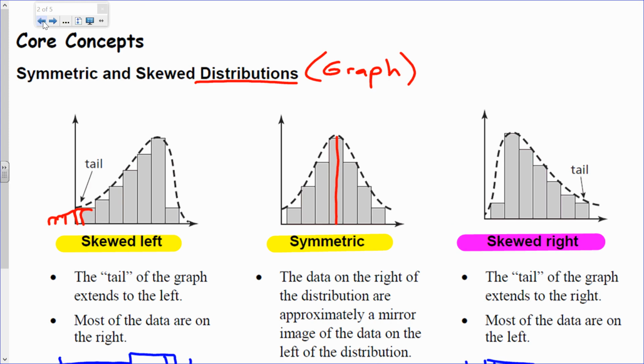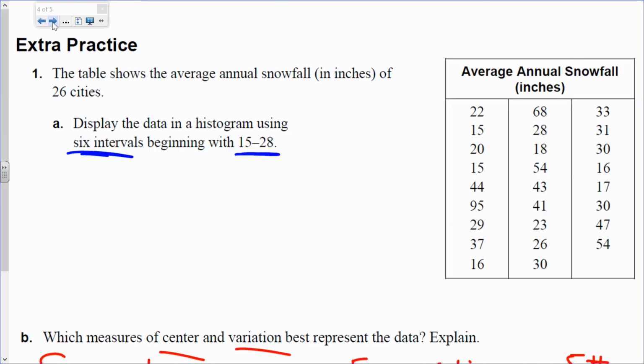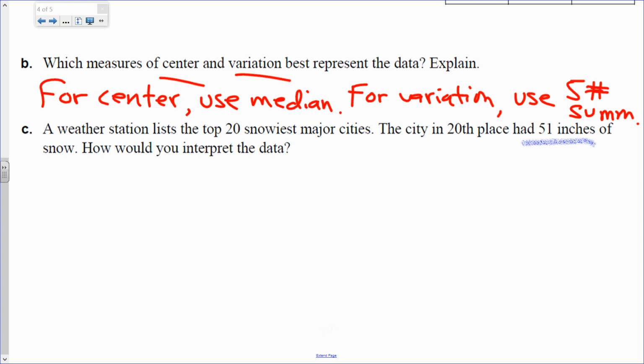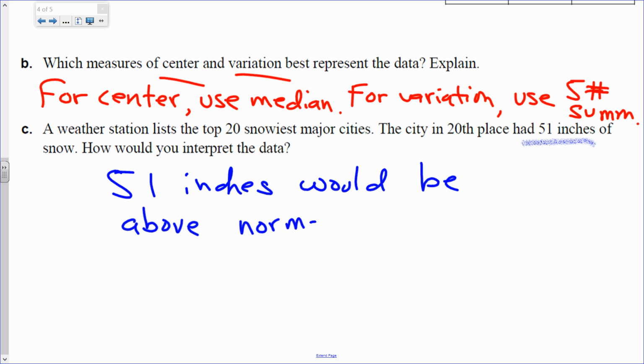So let me go back over there and let's write that. 51 inches would be above normal. Because remember, normal in this case is the median, Guzman. That's what's normal. That's the center. So 51 inches would be above normal. So that'd be a crazy year of crazy snow. If the lowest out of 20 cities is 51 inches, that'd be trippy.